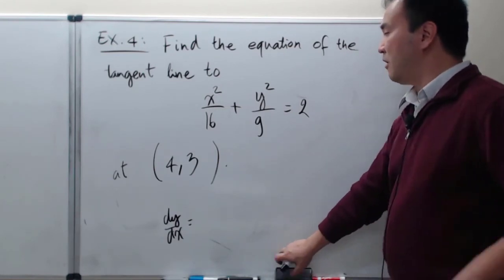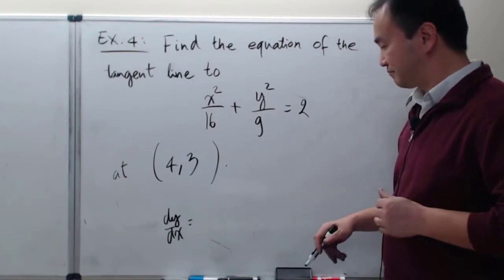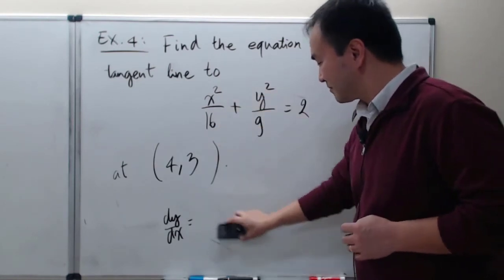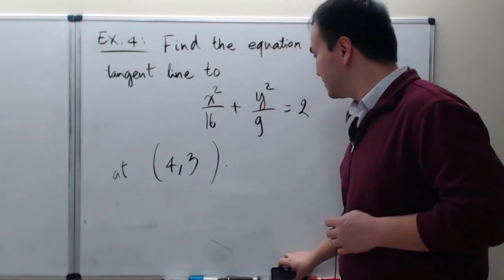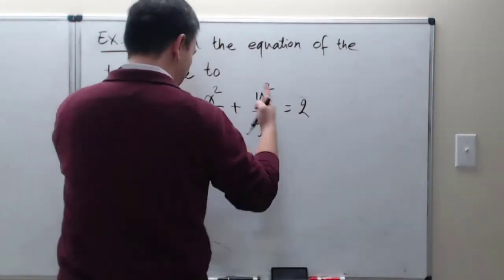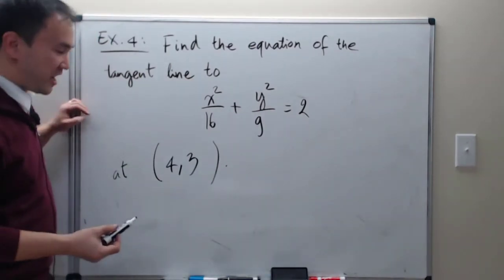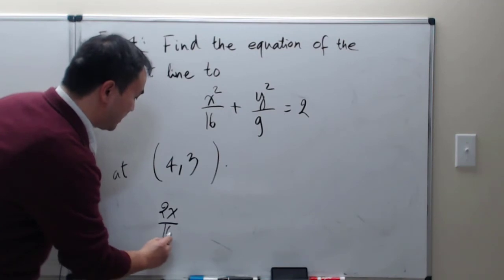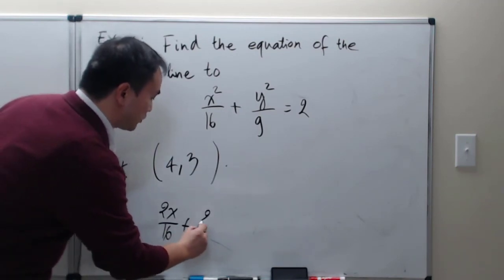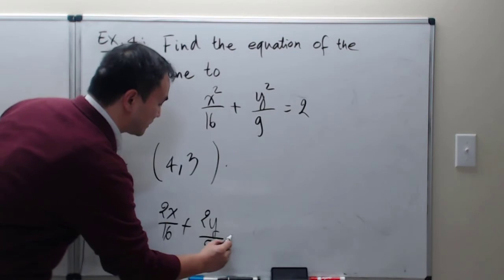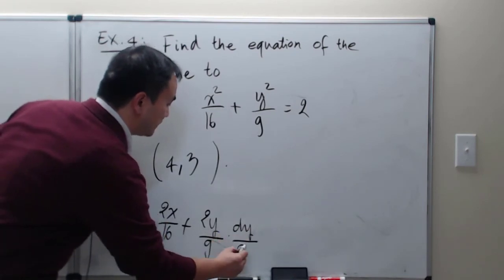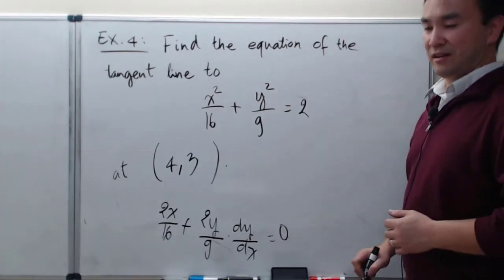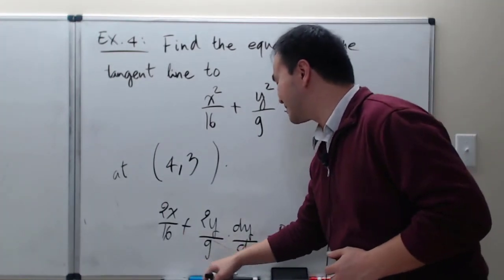All right, so hopefully at this point you've had some thoughts about that. Taking implicit differentiation at this point, it's going to be 2x over 16 plus 2y over 9 times dy/dx, and that equals 0. And this is a 9, by the way.